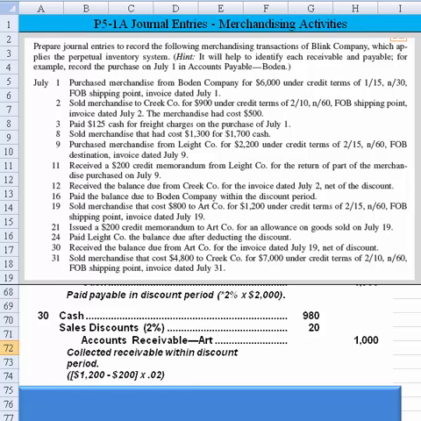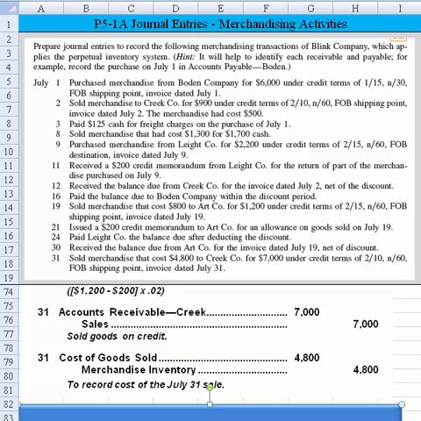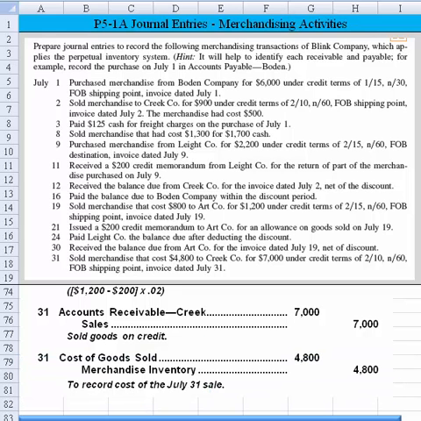Okay, then our final entry on the 31st, we sold merchandise that cost $4,800 to Creek Company for $7,000, invoice dated July 31st, and this is FOB shipping point. So at the time of the sale, we believe it takes place on the 31st, right? The invoice is dated the 31st. Since it's shipping point, it's a legal sale on that day, so I think we're going to record that. And we're going to see two parts of that again. We're going to see both the sales portion, which is a debit to accounts receivable. Now we say dash Creek so we know who it was made to. The accounting information system would track that for you.